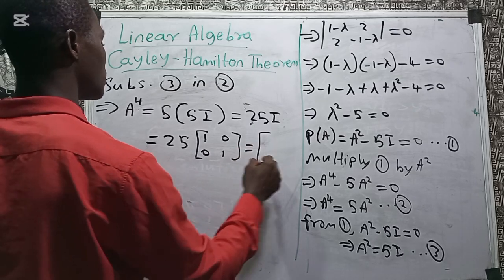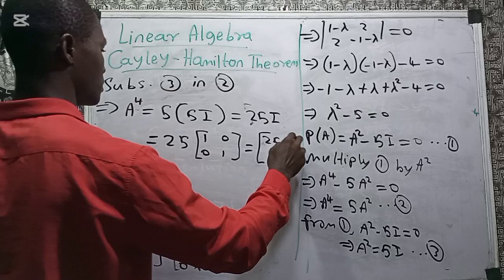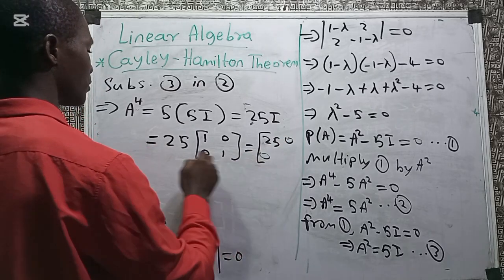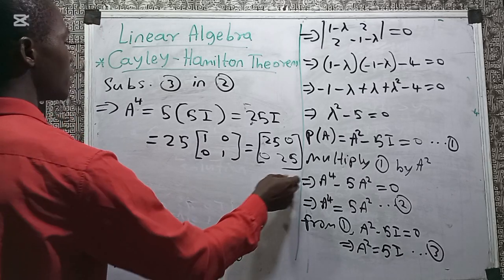And this will give you what? 25 multiplied by 1, 25. 25 multiplied by 0 is 0. 25 multiplied by 0 is 0. 25 multiplied by 1 is 25. So this is what we got.